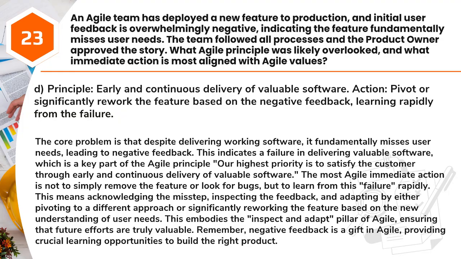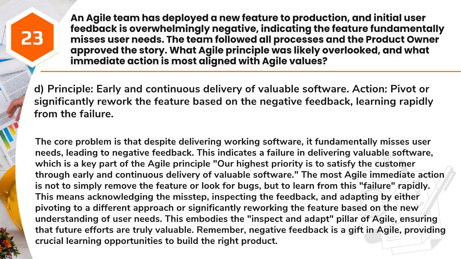Answer, D. Principle, early and continuous delivery of valuable software. Action, pivot or significantly rework the feature based on the negative feedback, learning rapidly from the failure. The core problem is that despite delivering working software, it fundamentally misses user needs, leading to negative feedback. This indicates a failure in delivering valuable software, which is a key part of the Agile principle. Our highest priority is to satisfy the customer through early and continuous delivery of valuable software.